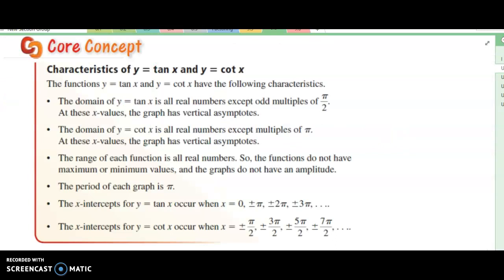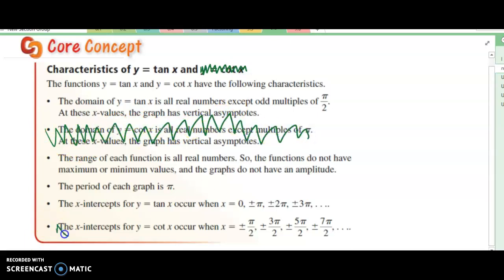All right, so let's look at some characteristics of tangent. Now, this is tangent and cotangent. We are actually not going to worry about cotangent, so we can X that out. We can also X this out here, and then we can X the very last part out. We are not going to touch cotangent. We're only going to worry about tangent.